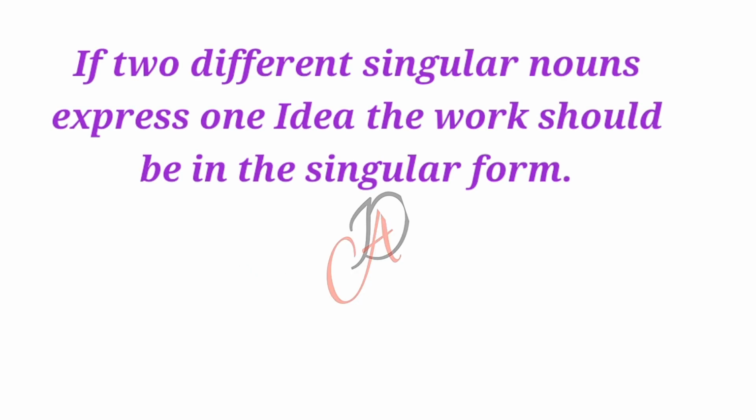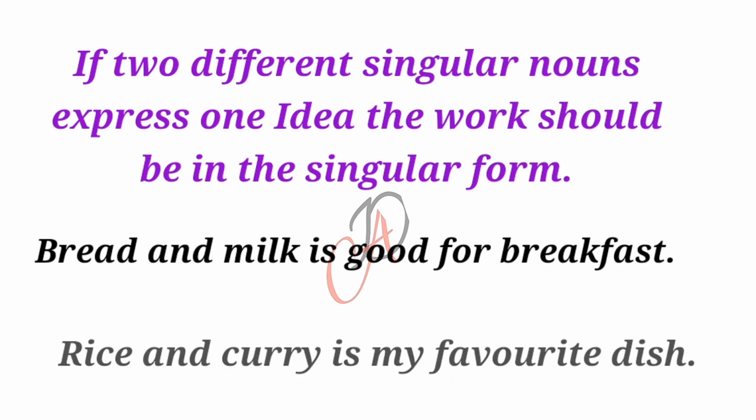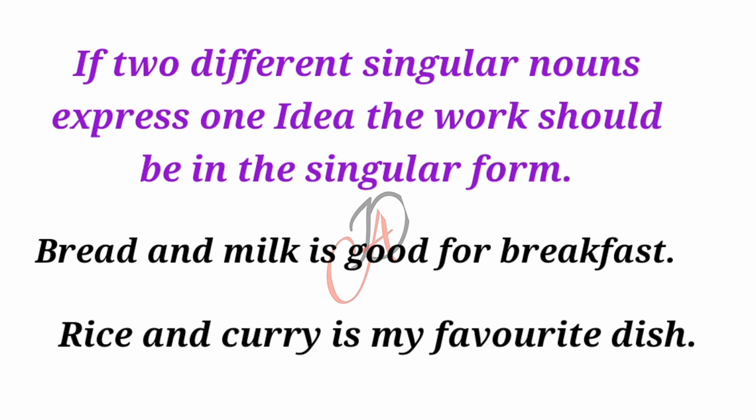If two different singular nouns express one idea, the verb should be in singular form. For example, bread and milk is good for breakfast. The second one, rice and curry is my favorite dish. In both the examples, the idea is expressed with two different singular nouns and hence the singular form of the verb is used. So let's move to the next rule, rule number six.